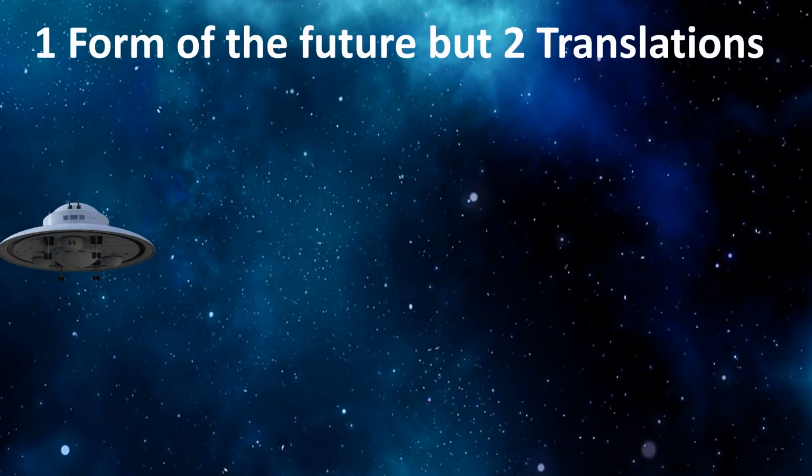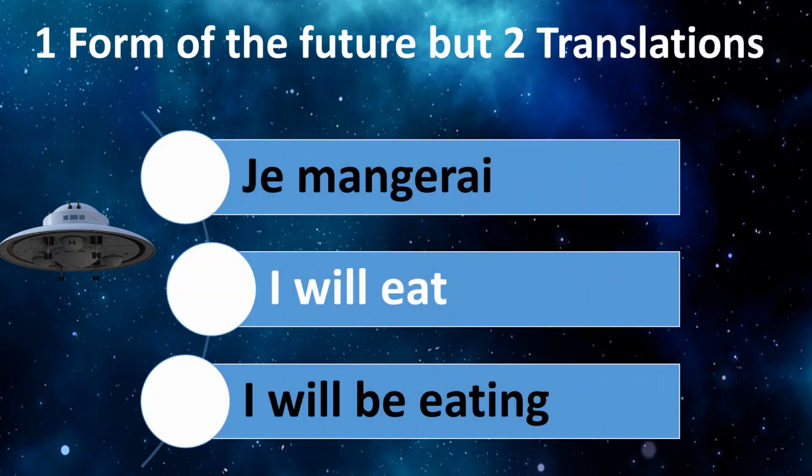We have a good deal in French because we have one form but two translations into English. So for example, je mangerai is I will eat or I will be eating.